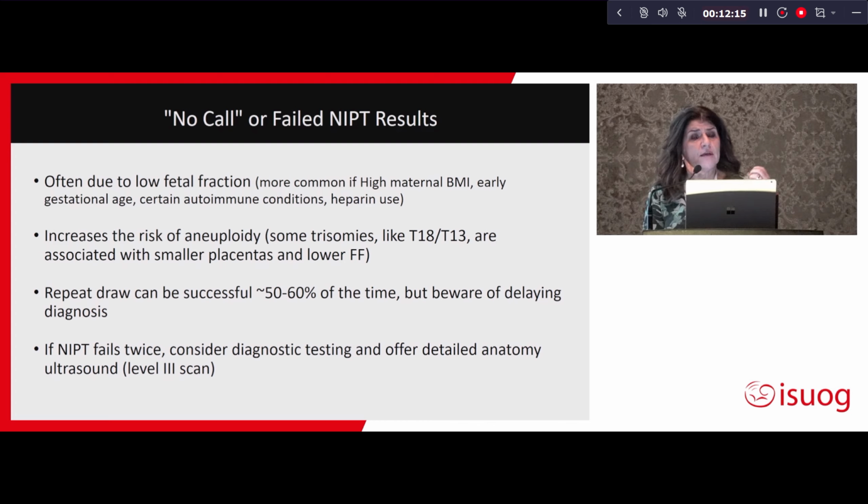Why are you doing it? If it's on a 25-year-old and it's your primary screening test, you might not offer an invasive test, you might offer a detailed scan instead. But if it's a 42-year-old, spontaneous pregnancy, there's a high risk it could be aneuploidy, and you might therefore offer an invasive test.